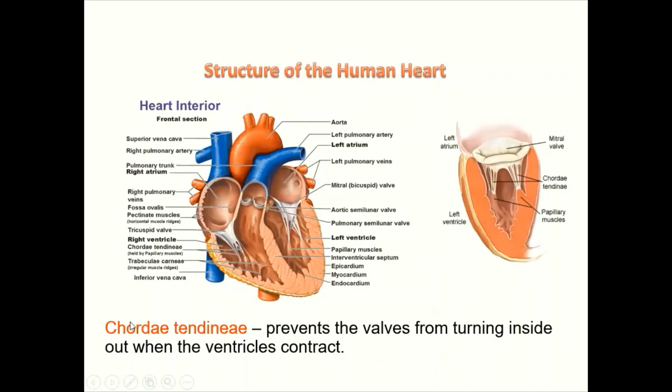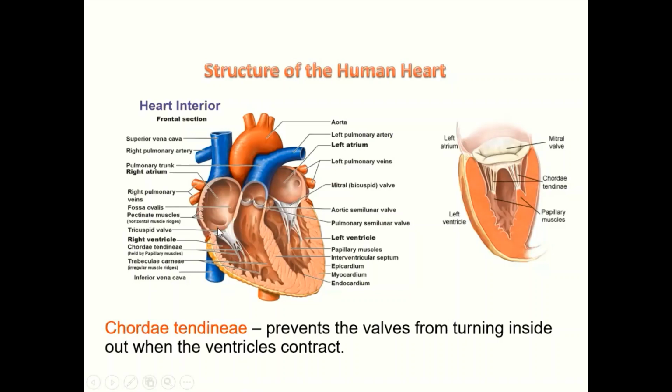So another one, chordae tendineae. This chordae tendineae is here. This and this one. They prevent the valves from turning inside out when the ventricles contract. So when the two ventricles contract, right and left ventricle, two valves are closed. These are the tricuspid valve and bicuspid valve. They are closed because of this chordae tendineae.